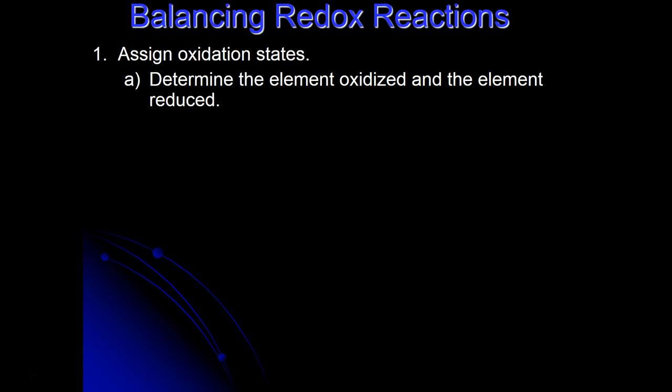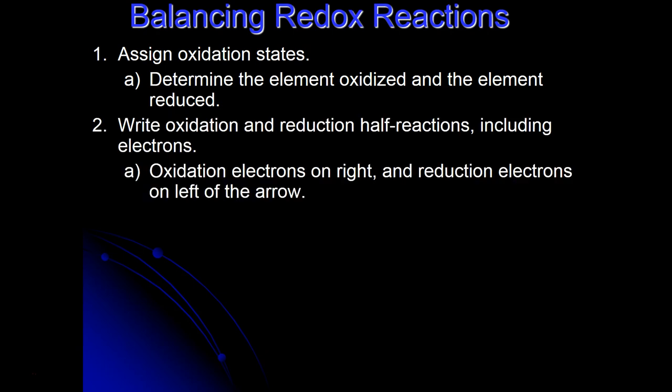First thing we want to do with our redox reactions is to assign oxidation states. First, we determine which element is oxidized, and there must be another element that's being reduced. We write our oxidation and reduction half reactions, and we always keep track of those electrons. Oxidation electrons are on the right because they're being produced via oxidation. Reduction, however, is consuming electrons, so they should appear on the left as a reactant.